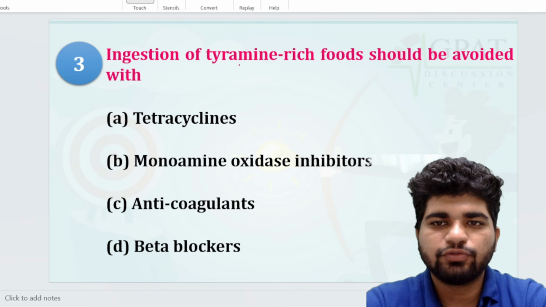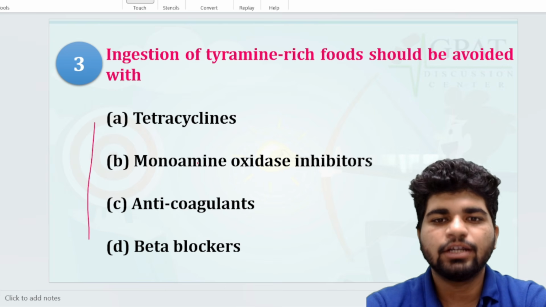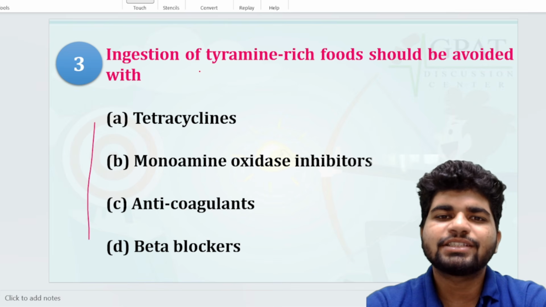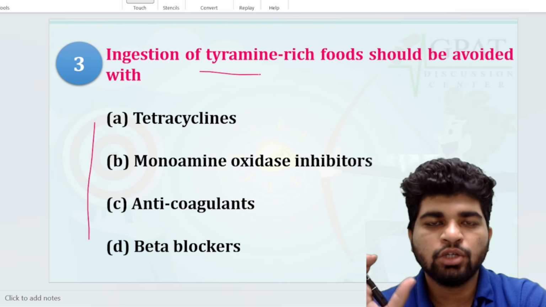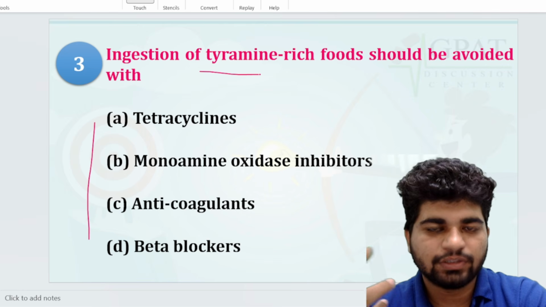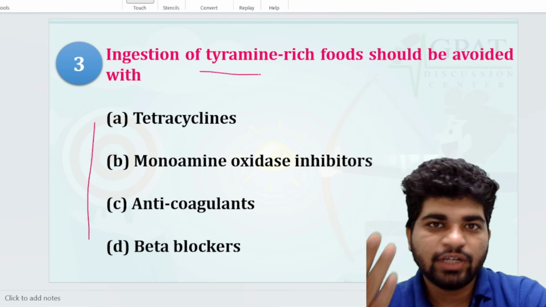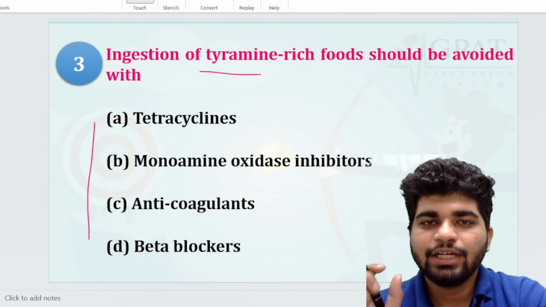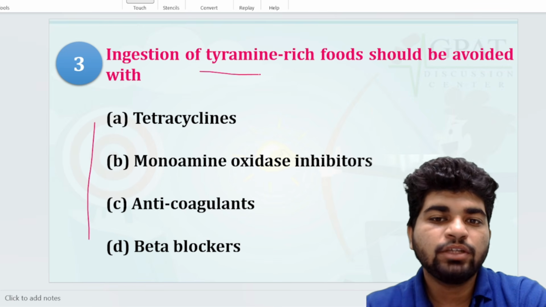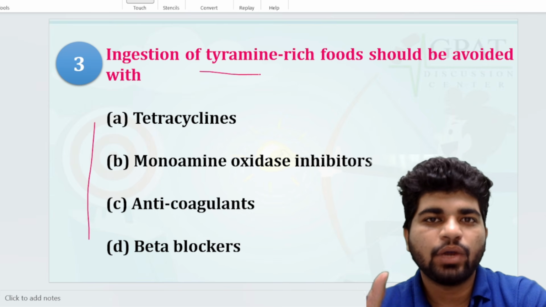Here, this one: ingestion of tyramine-rich fruits should be avoided with which of the following drugs? Is it tetracycline, monoamine oxidase inhibitor, anticoagulants, or beta blockers? So what is tyramine? Tyramine means cheese. The cheese present in your dietary foods, to be precise, for example your paneer, your dairy products, cheese, right? So these are tyramine-rich products, and they should be avoided with monoamine oxidase inhibitors. What's that? MAO inhibitors, right?